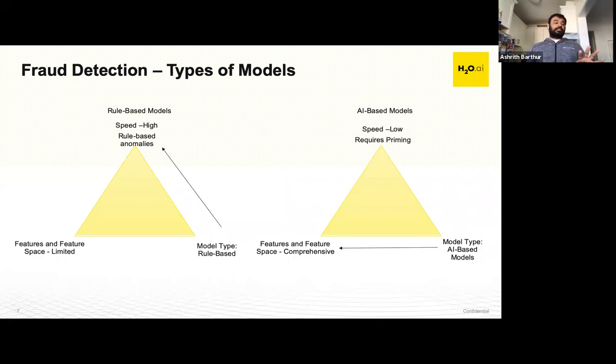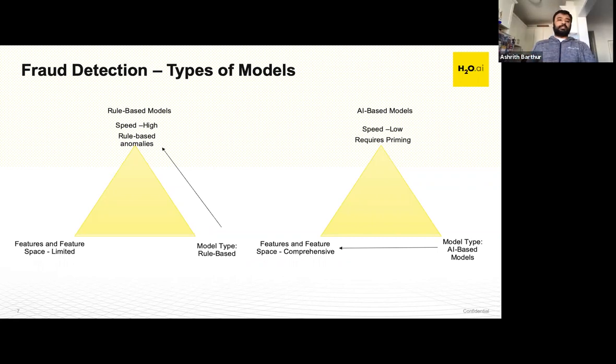Now, how different is it when it comes to rule-based and when it comes to, let's say, AI or model-based? In rule-based, your speed tends to be really high, because all you're doing is identifying anomalies based on variations in rules that you've set up. The feature space tends to be very limited. The features and the feature space, both of them tend to be very limited.